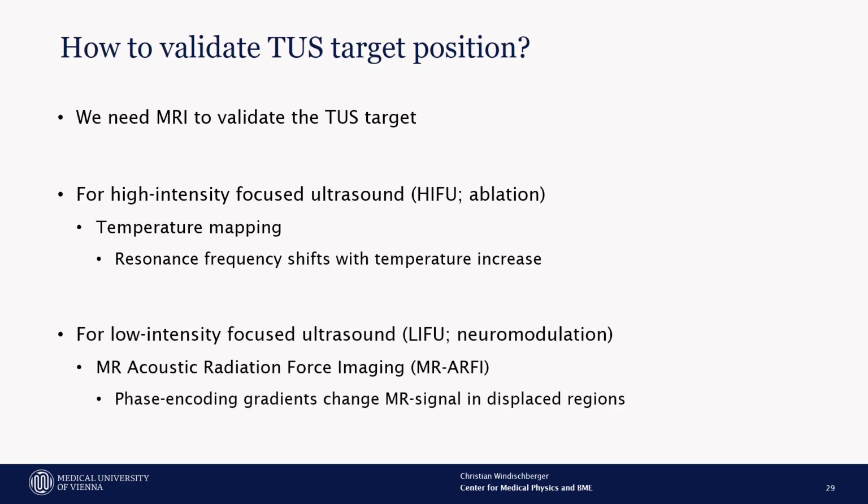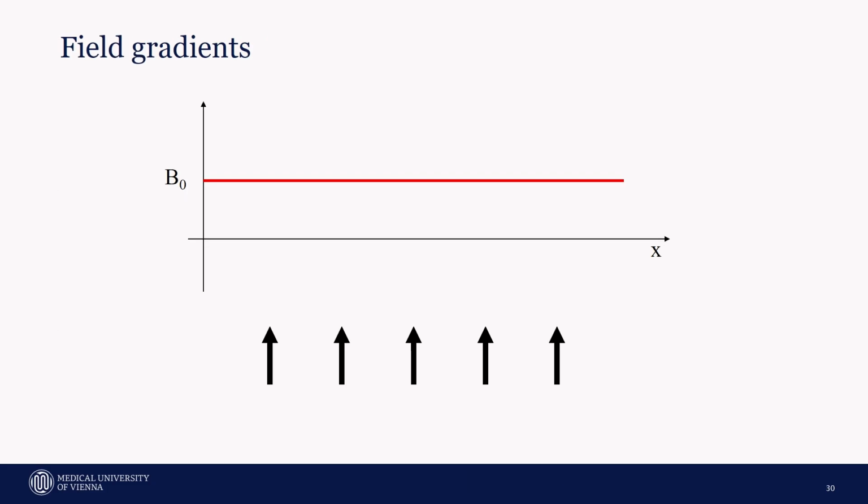For the low-intensity focused ultrasound, we are not intending any temperature increase, right? So even our safety limits dictate that we have to have very, very little temperature increase at the focus site. So here we can use a method which is called MR acoustic radiation force imaging. And what we are doing here is we're using phase encoding gradients to change the MR signal in the displaced regions. Now, me being an MR physicist by training, I'm always trying to sneak some MR physics into whatever presentations I'm giving. So apologies for that, but yeah, we're using so-called field gradients in there.